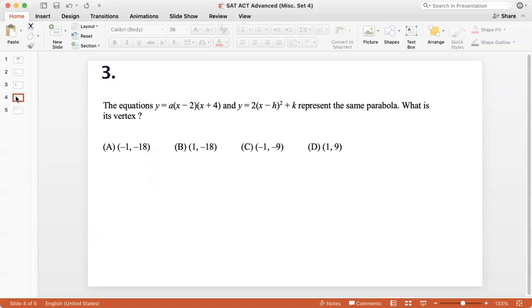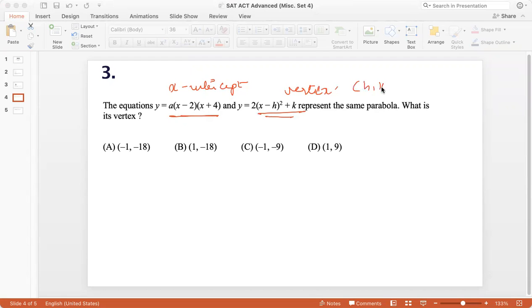Question 3. The equations y is equal to a times (x minus 2) times (x plus 4) and y is equal to 2 times (x minus h) whole squared plus k represent the same parabola. What is its vertex? So this is the x-intercept form of the parabola and this is the vertex form of the parabola, right? Where the vertex is given by (h, k).